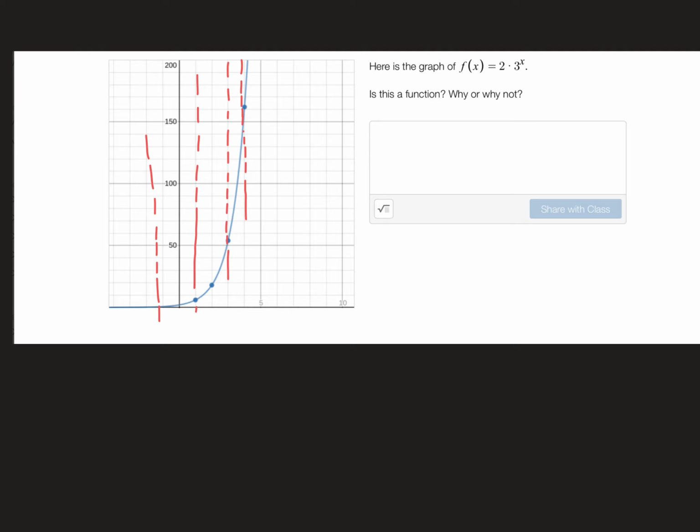But I can tell also because if I pick any number and plug it in as an input, I'm only going to get one output. So yes, it is a function because for each input, there is exactly one output.